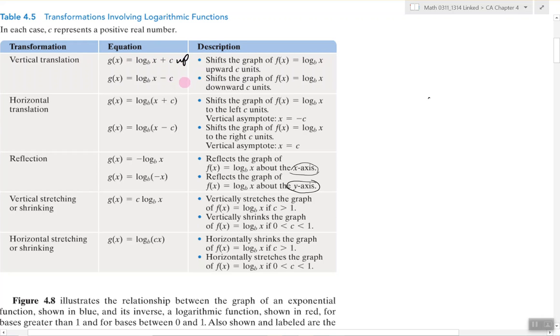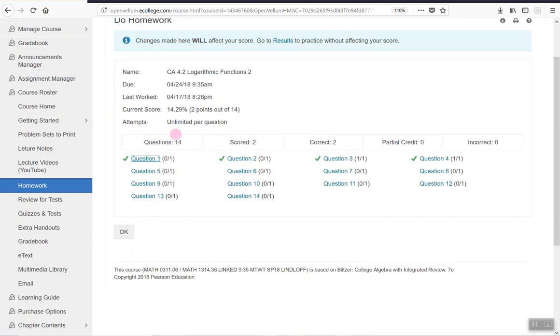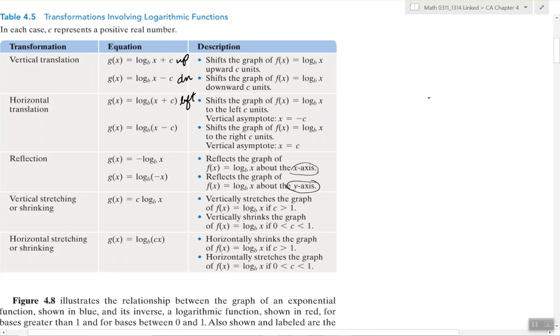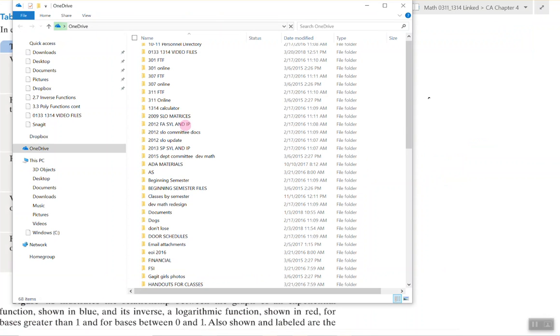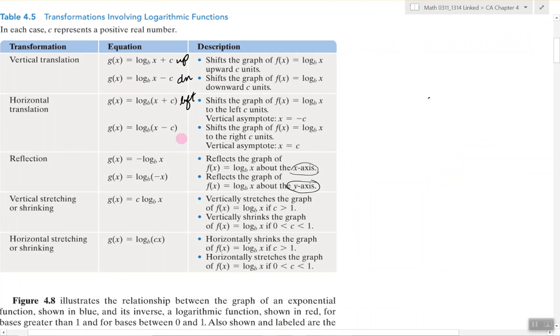If you subtract, it goes down. If instead you add or subtract inside the argument, you get a horizontal translation. Opposite direction. Plus will go left, and minus will go right.